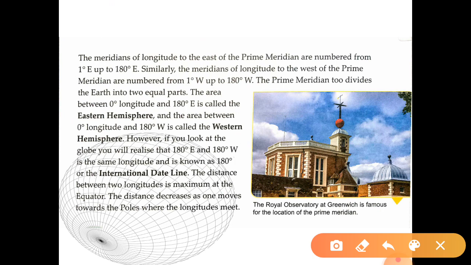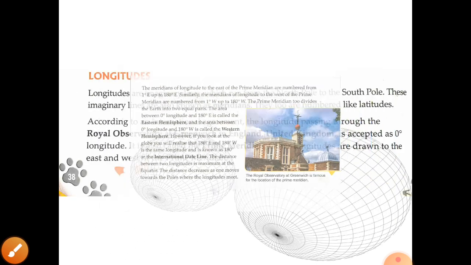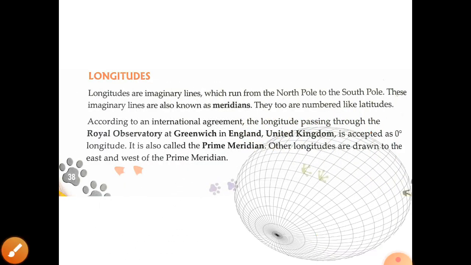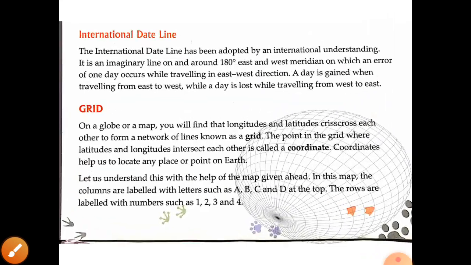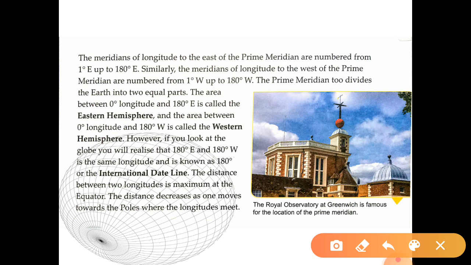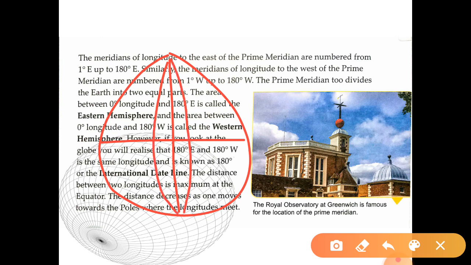The distance between two longitudes is maximum at the equator, and the distance decreases as one moves towards the poles, where the longitudes meet. If I draw two longitudes, this one is the 0 degree prime meridian.